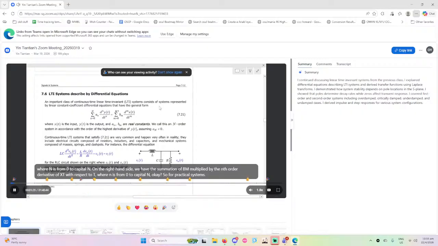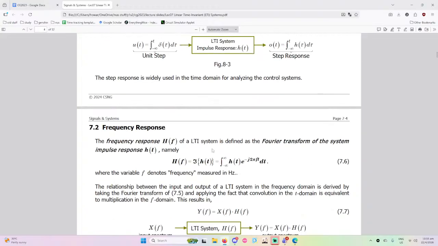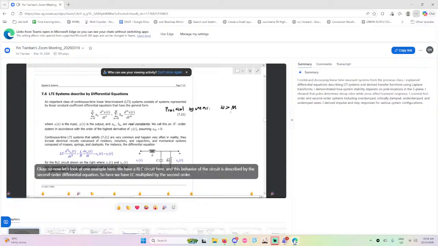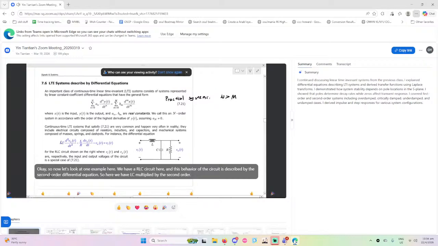Okay? So for practical systems, N is usually larger than M, which means the highest order of y is larger than the highest order of x. Okay. So now let's look at one example here. We have an RLC circuit here, and the behavior of the circuit is described by the second order differential equation. Here we have LC multiplied by the second order derivative of Vo(t) with respect to t, plus L over R times dVo(t)/dt, plus Vo(t) equal to Vi(t). Here Vi(t) is the input of the system. Vo(t) is the output of the system.